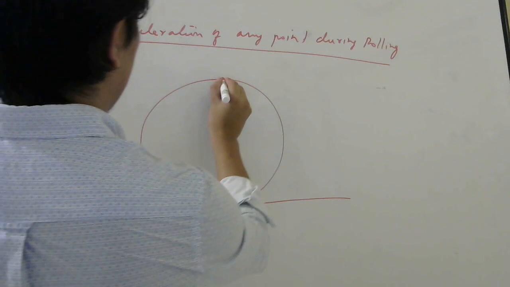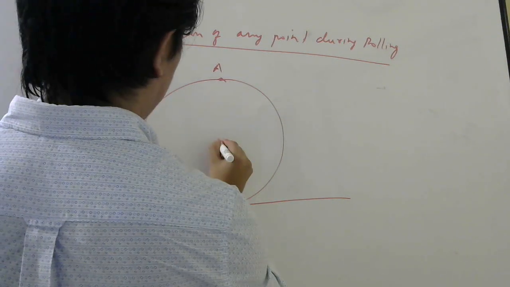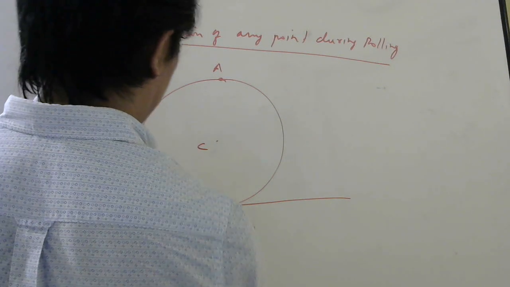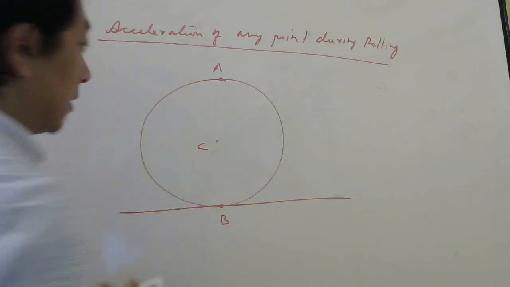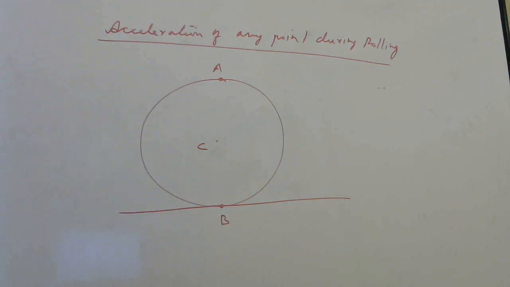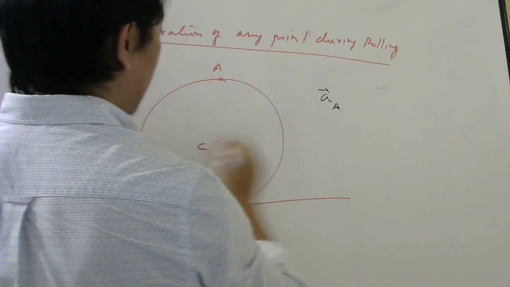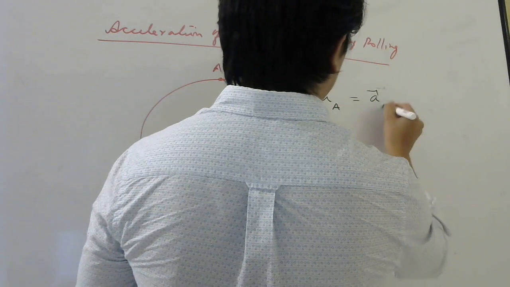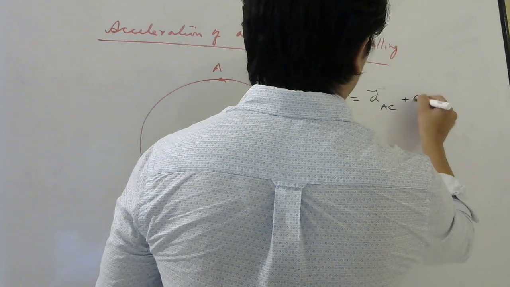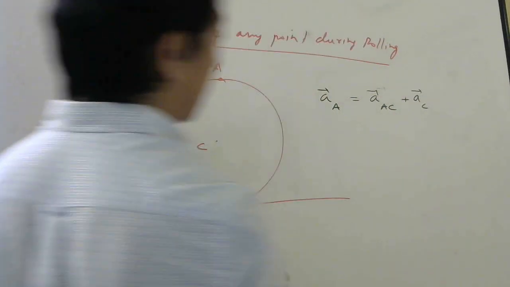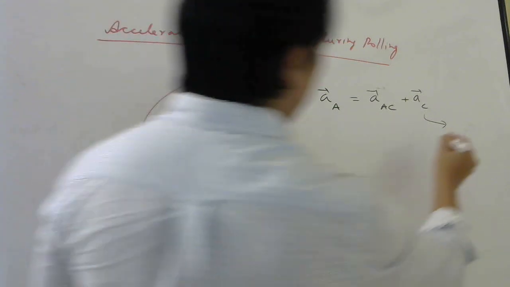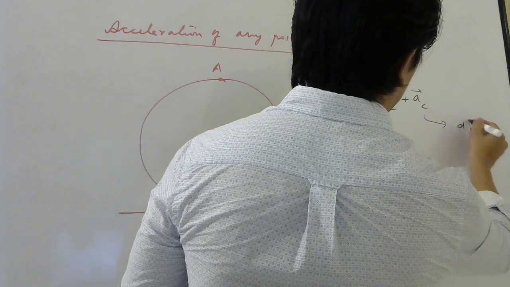Okay, so let me take this point first for the start. This is center, this is B. Now the acceleration of any point, like this point A, will be the acceleration of point A with respect to center plus the acceleration of center of mass. Now center of mass is just going straight, so you can directly write dvc by dt.